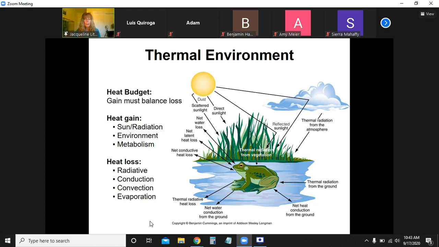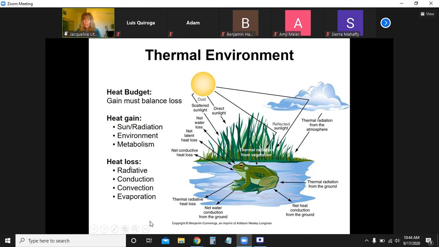So we look at what are the sources of heat gains. Where can the heat come from? Well, the heat gain is the total heat inputs from the sun, right? We have direct sunlight, scattered sunlight. We also have reflected sunlight that's bouncing off of things, coming in. And then there's also sunlight that bounces off things in the environment, in this case bouncing off some vegetation, coming from the ground too. And then there's heat loss.